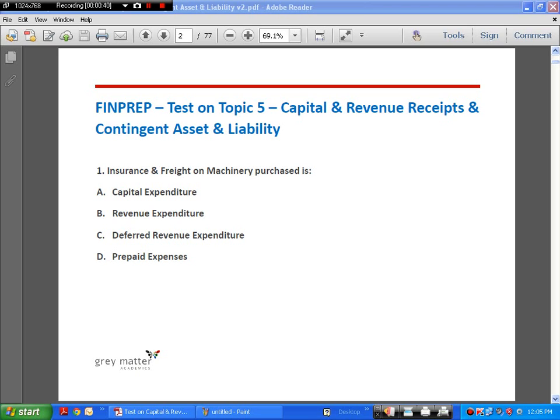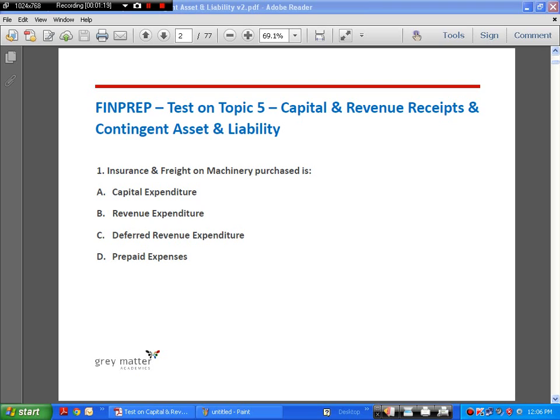Expenditure can be classified broadly into two types: capital expenditure and revenue expenditure. Capital expenditure is the expenditure incurred in order to purchase fixed assets. Not just purchase fixed assets. Suppose any expenditure is incurred on an existing fixed asset which is going to improve its efficiency, that expenditure is also capital expenditure. What is the accounting treatment for this capital expenditure? Such an expenditure will appear in the balance sheet as an asset.